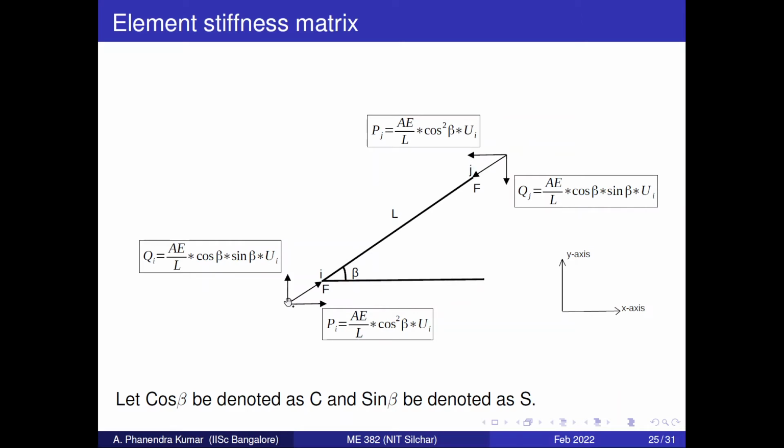So this is the f, as I have explained in the previous slide. Once you resolve it, you will get pi and qi, and here we will get pj in the x and qj in the y. f cos beta will have a cos square beta term, and f sin beta will have a cos beta sin beta term. From here on, instead of writing cos beta and sin beta, we will denote cos beta as c and sin beta as s. This will be the convention which we will be following in the further course also.